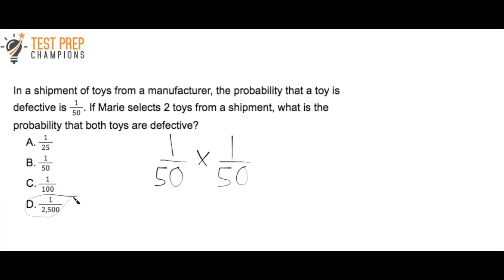So hopefully that makes sense here. I have a whole video about probability. I rehash different cases and scenarios, but to get this one right, here's how you do it. D is the right answer.